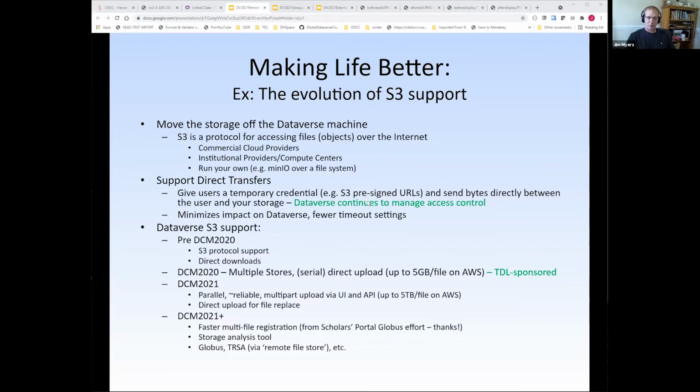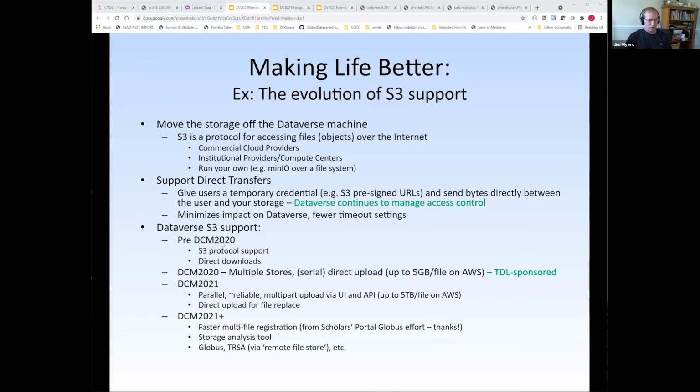And so Dataverse is still able to easily manage the access control like it wants to. So this does a few things. It minimizes the impact on Dataverse and its server because you're not really doing the transfers or the storage there. There are also fewer timeouts. You just basically have to get S3 set up so that it allows you to do things and not have to deal with the multiple layers I talked about.